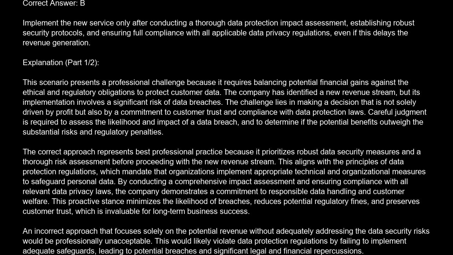Careful judgment is required to assess the likelihood and impact of a data breach, and to determine if the potential benefits outweigh the substantial risks and regulatory penalties. The correct approach represents best professional practice because it prioritizes robust data security measures and a thorough risk assessment before proceeding with the new revenue stream.